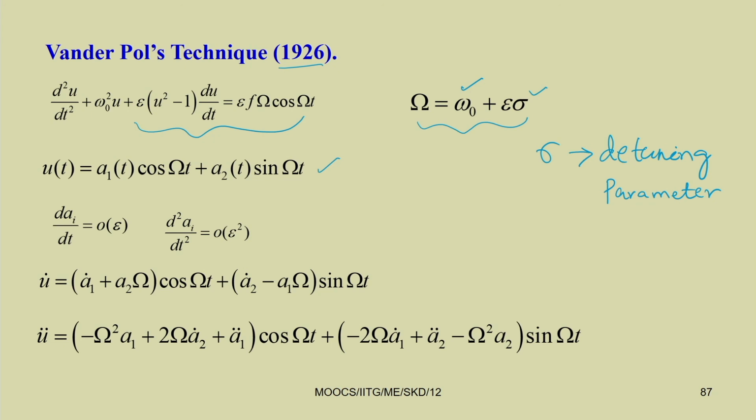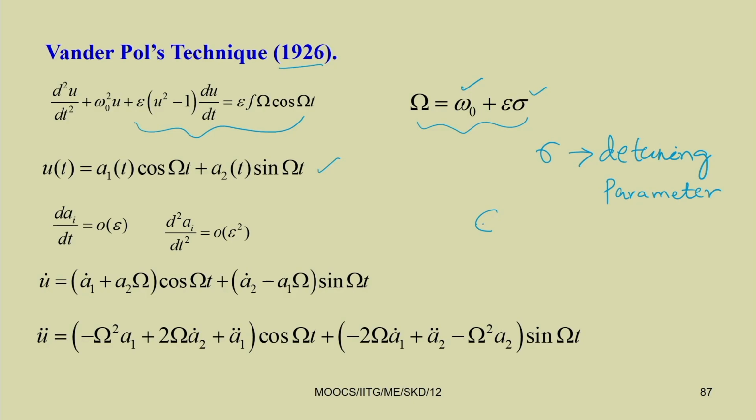So, the derivative of this thing is considered to be of order epsilon, so epsilon di by dt is considered to be of order epsilon, and d square i by dt square is considered to be of order epsilon square, where epsilon is a bookkeeping parameter which is very much less than 1. For example, you can take it 0.1 or 0.01, like that.